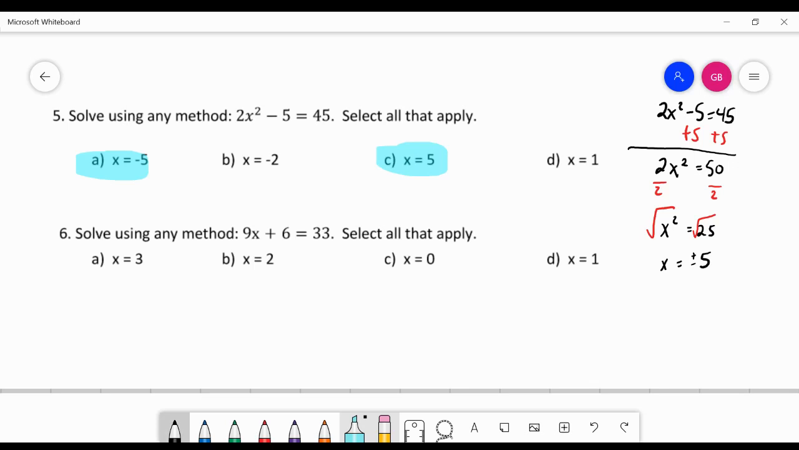Okay, for number 6, again, we're solving for x. This one is just inverse operations. So we're going to subtract 6 from both sides. So 9x is equal to 27. And then we're going to divide by 9. So x is equal to 3. That's going to be option A.